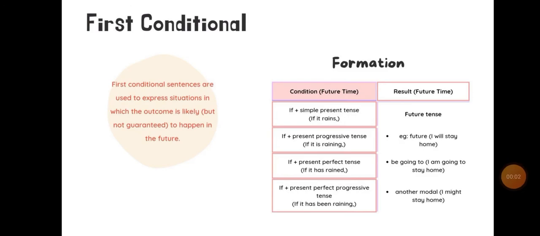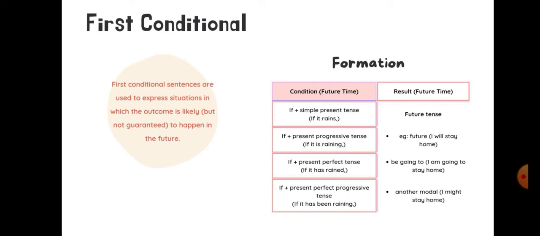Moving on to first conditional. Consider this example: if it's hot tomorrow, I will go to the beach for a swim. In this sentence, we are not talking about our present time or a fact, but about whether something will happen in the future. So, first conditional sentences are used to express situations in which the outcome is likely but not guaranteed to happen in the future. We're not sure that this is going to happen, but there is a possibility of that happening.